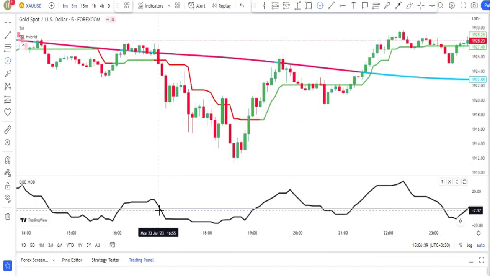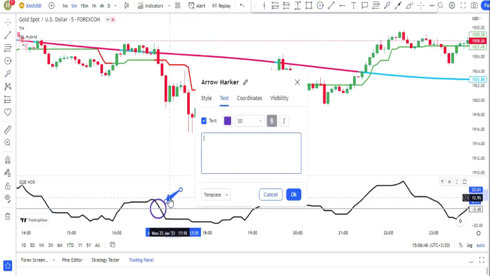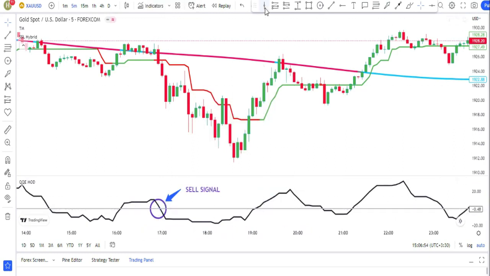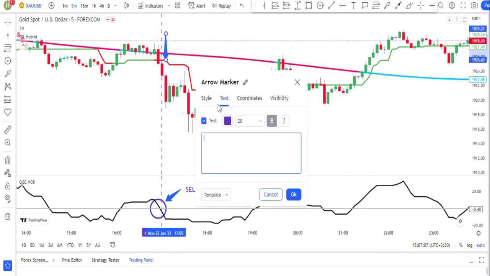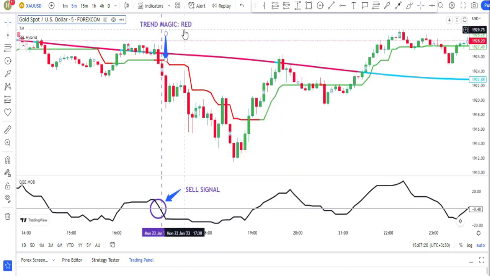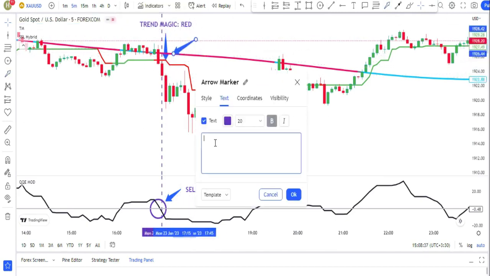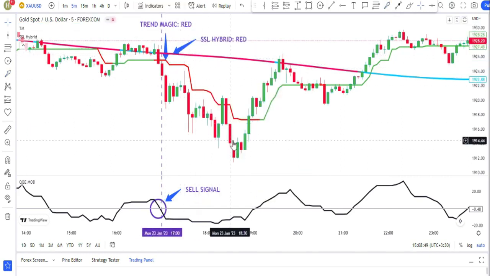For the sell signal to be valid, the following conditions must be present. First, a sell signal should be issued by the QQE mod indicator. And second, the signal should be confirmed by the Trend Magic indicator, which means that the indicator should be red. And third, the price action should be below the red SSL Hybrid.